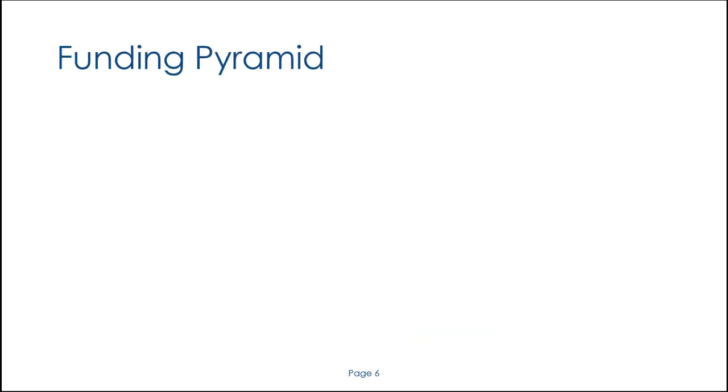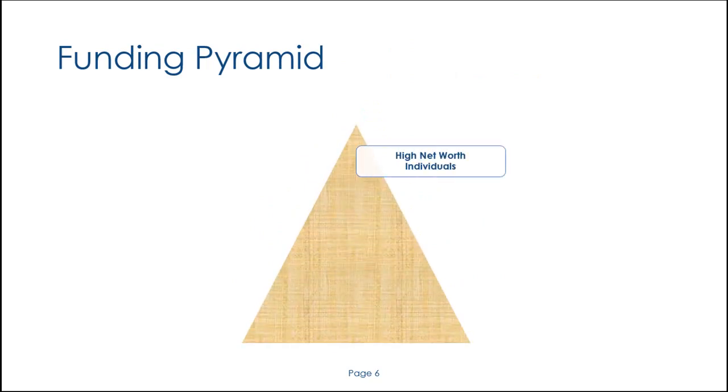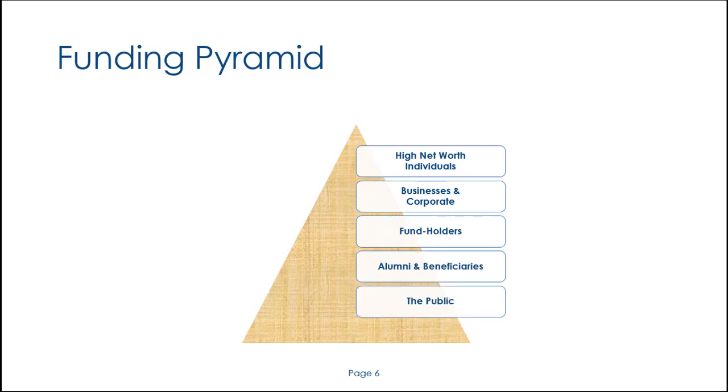I'll start by looking at something that I've called the funding pyramid, which really is a summary of the different stakeholder groups with whom you might wish to engage in order to generate funds for our charity. And having identified them on this slide, I'm going to go through them one by one on subsequent slides and talk about the different tactics that one could use to work with them to generate funds for the charity based on their characteristics and motivations.